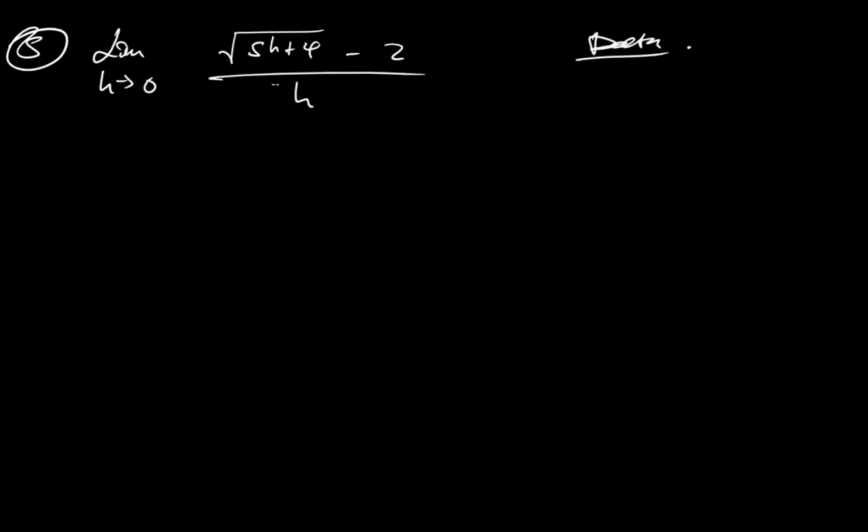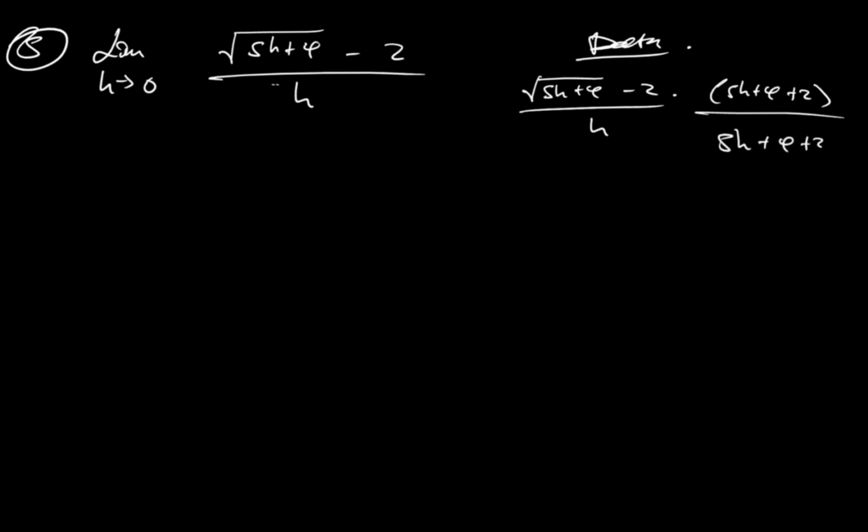Let's try out this one. Limit as h approaches 0 of the root of 5h plus 4 minus 2 over h. So basically what we'll do here is not really factorize, but rationalize the numerator. So you can do some rationalization on the side. So we have root of 5h plus 4 minus 2 over h times this conjugate, which will be root of 5h plus 4 plus 2 over root of 5h plus 4 plus 2.